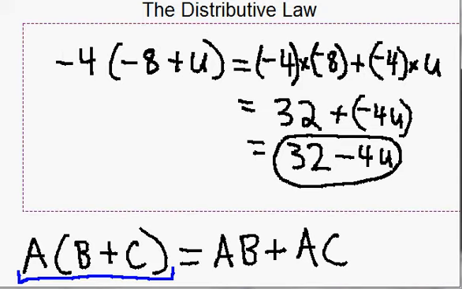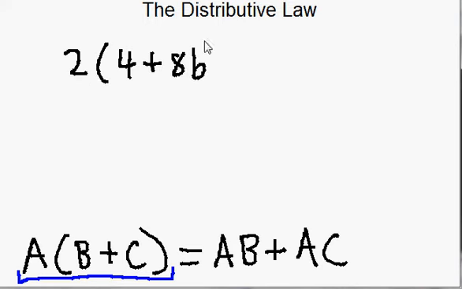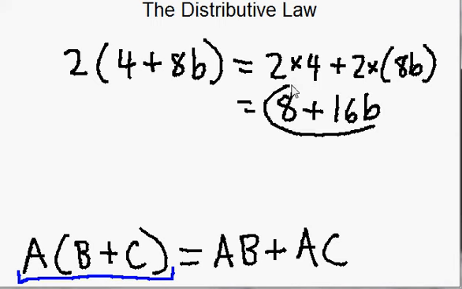All right, let's try another example. How about 2 times 4 plus 8b? Well, I just multiply the 2 through, and you end up with 2 times 4 plus 2 times 8b, which is 8 plus 16b. See what happens when I have like a 2 times 8b? The 2 gets multiplied by the 8, and then that whole thing still gets multiplied by the b.